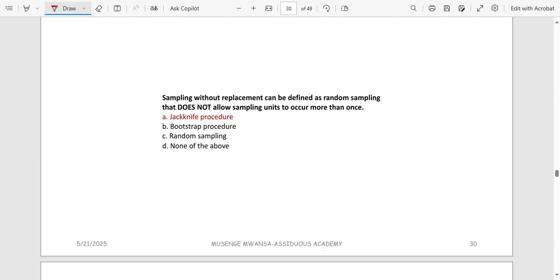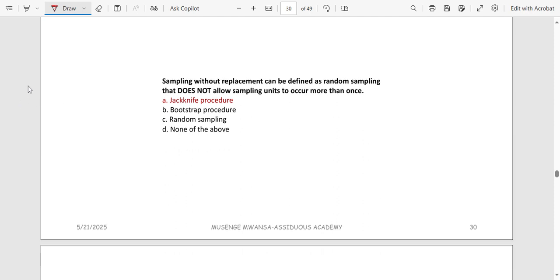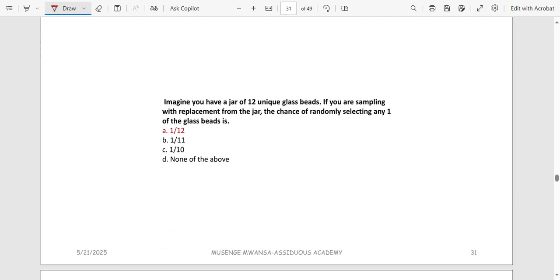And then the next, sampling without replacement can be defined as random sampling that does not allow sampling units to occur more than once. Okay, so that's known as a jackknife procedure, where you do random sampling, where you sample and then you don't allow sampling units to occur more than once. That's the name, jackknife procedure.